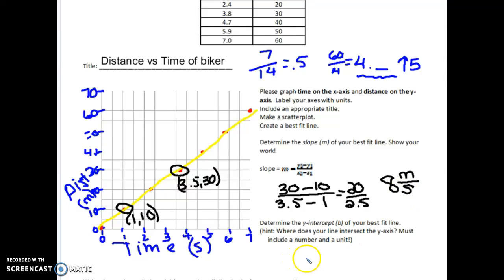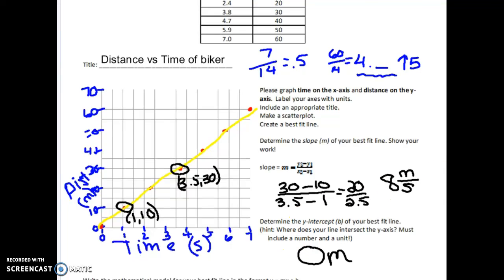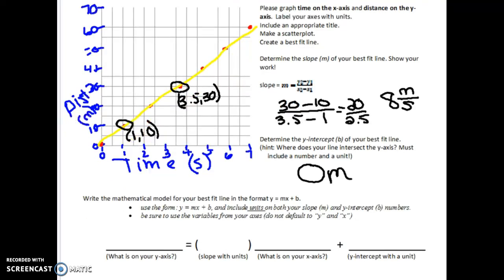Next up, it says determine the y-intercept of your best fit line. Where does your line intersect the y-axis? Must include a number and a unit. If I'm looking at my yellow best fit line, what I'm seeing right here is that my best fit line, if I had drawn it with a ruler really nicely, appears that my line would be crossing my y-axis right around 0. Now I'm also going to put meters as my unit because that is important as well. All right, so far so good.